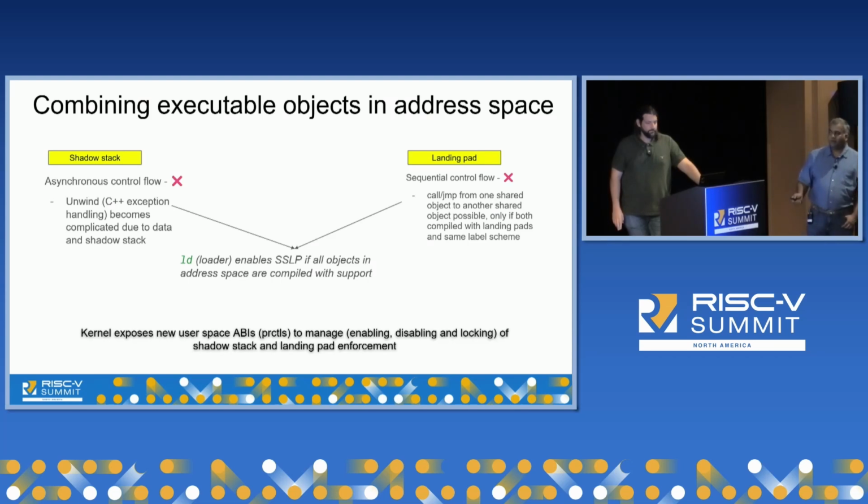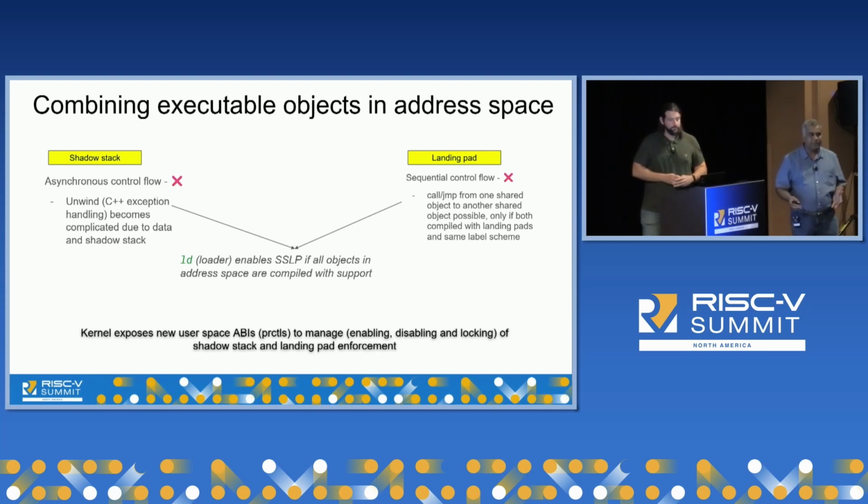So all of this poses a challenge for the Linux kernel and for the loader: when can I turn it on? Because it has to evaluate all the objects that get loaded as part of the process and decide whether to turn on the extension for the process. And so what the LD does is it turns on shadow stack and landing pads if all objects that are loaded as part of the process are compatible with the extension.